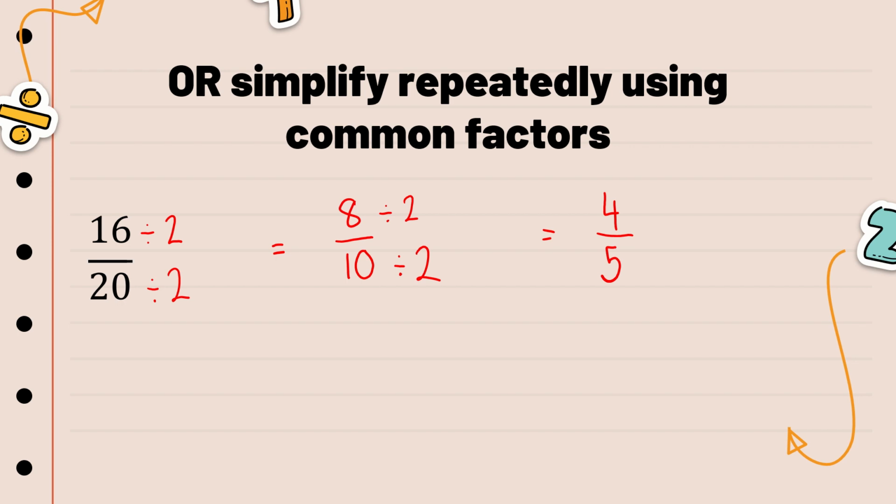Now, since 5 is a prime number and the only factors it has are 1 and 5, and 5 is not a factor of 4, that means that this is my last step. This is the simplest form of the fraction 16 over 20, which means that it is equal to 4/5.